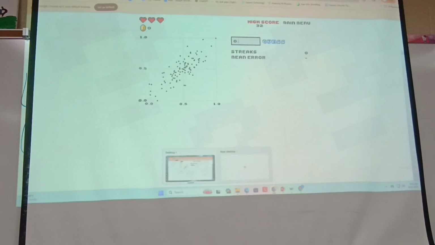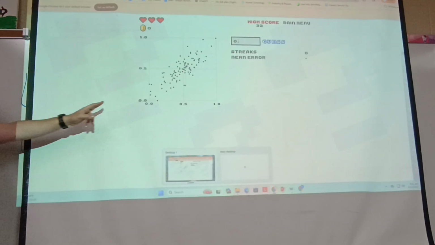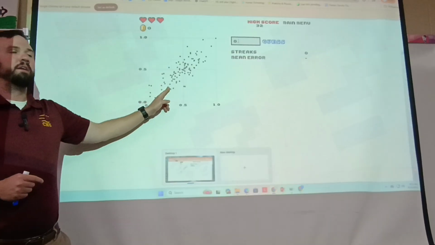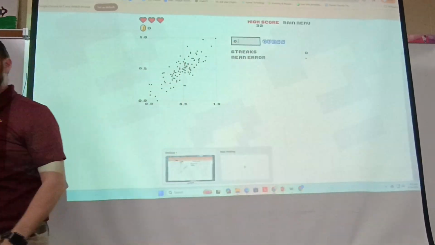Write down, what do you think R is? 0 would be nothing, no correlation. A 1 is perfect. 0.5 is weak. I'm guessing. Yep, guess a number between 0 and 1, a decimal. And why do we know it's positive? Because it's going up, right? They told us in front too that it's going to be positive.